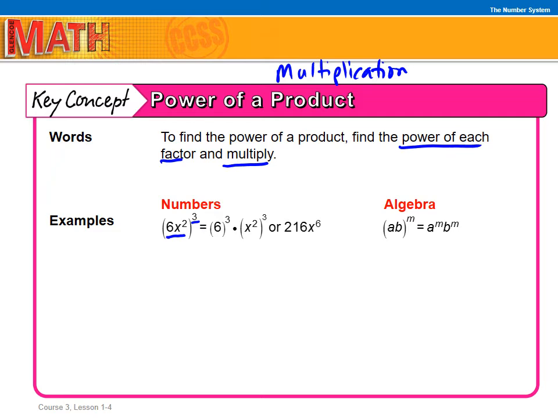What we pretty much do is take that power of 3 and split it onto the 6, so that becomes 6 to the third power, and then we take it to x to the second power. So now x to the second power is raised to the third power. When we simplify all of that, we get 216 times x to the 6. Remember, we're multiplying a power of a power, just like we did in examples 1 and 2.